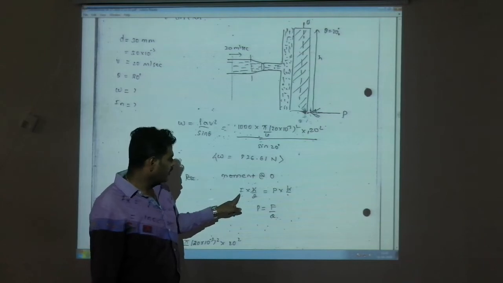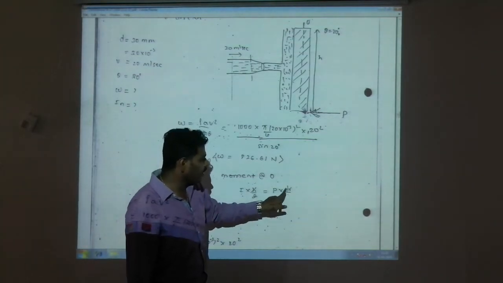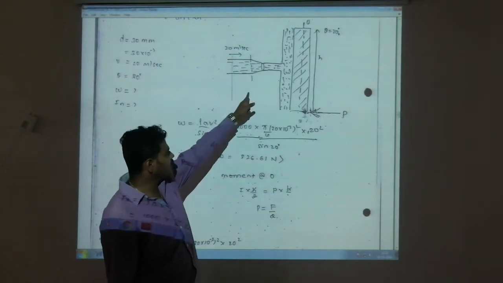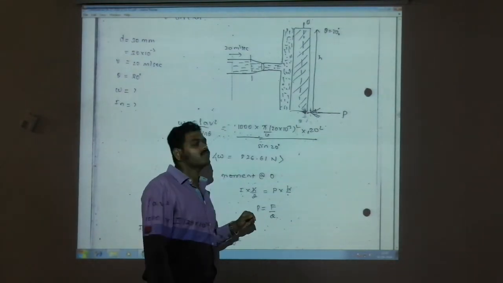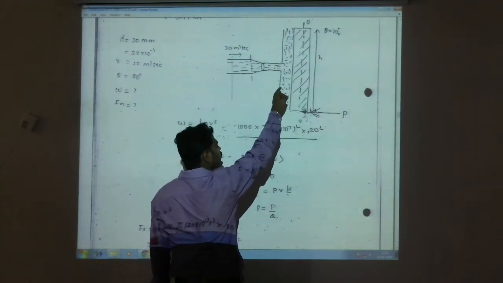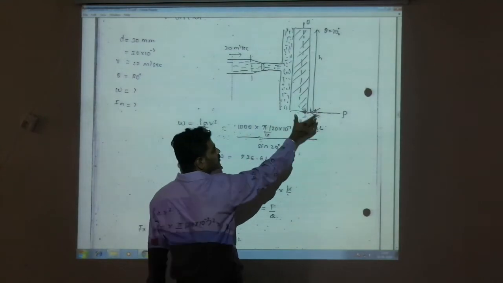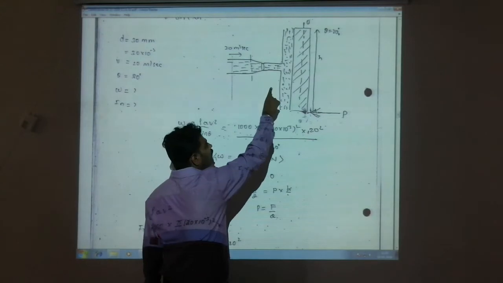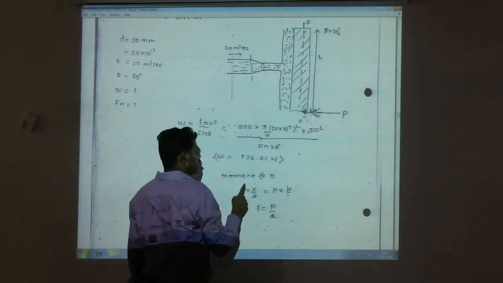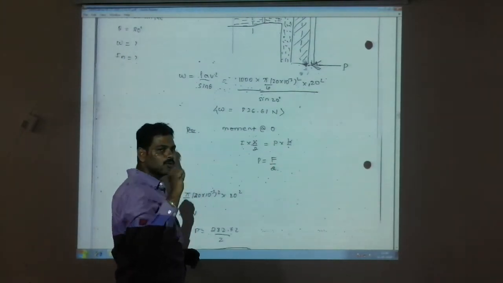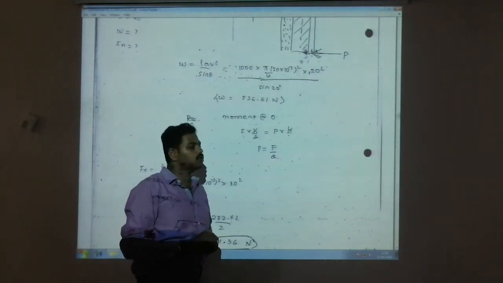So that is F into h by 2 is equal to P into h. F is the force at the center of the plate, and the total height is h. If it is at the center, the distance becomes h by 2. That is F into h by 2. Horizontal is the force, vertical is the distance. Again at the bottom end, P is the horizontal force and h is the vertical distance. So F into h by 2 equals P into h. Both the h will get cancelled, then P is equal to F by 2. So the condition is P is equal to F by 2.